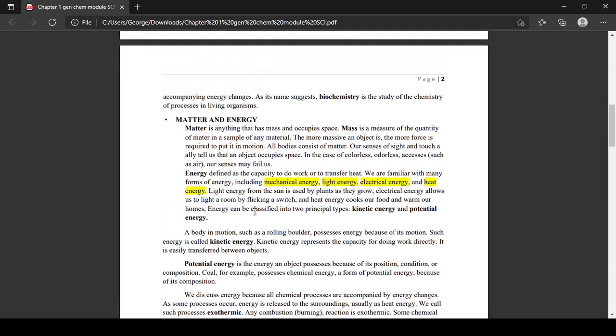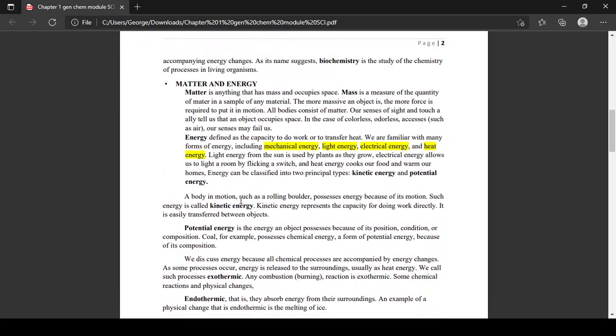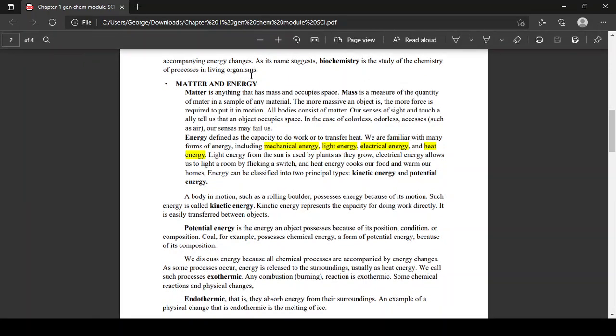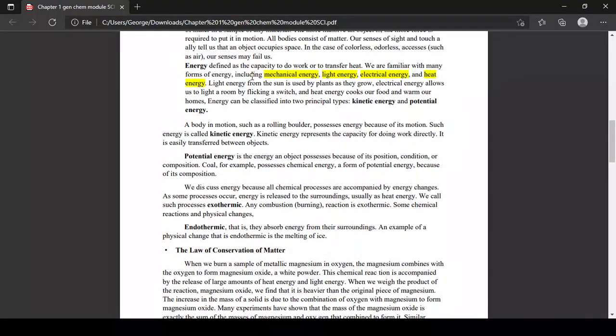Kids, are we okay with mass and matter? Yes, sir. Clear na man. Clear, sir. Yeah. Next, you have energy.